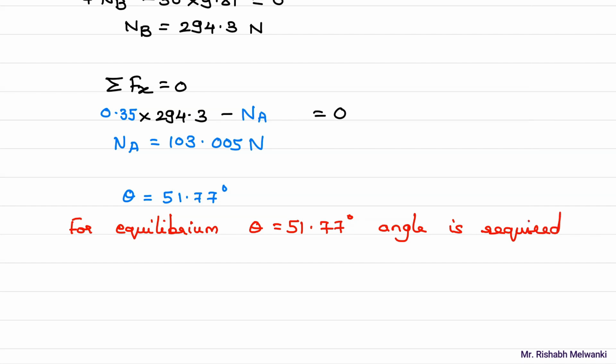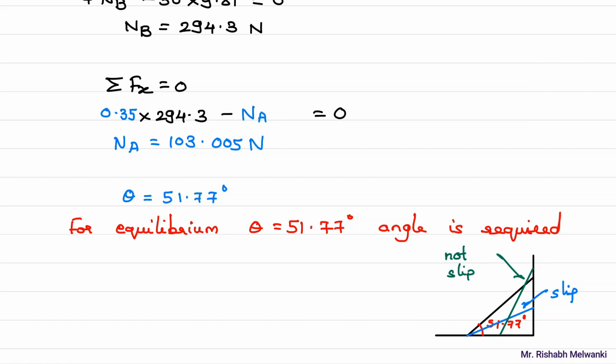Now here you need to understand this logic properly. The diagram is shown in this way, right? This is the ladder. Now for equilibrium, this angle is how much? 51.77 degree. Now if I reduce the angle of the ladder like this, this ladder will slip. And if I increase the angle and keep it like this, this ladder will not slip.